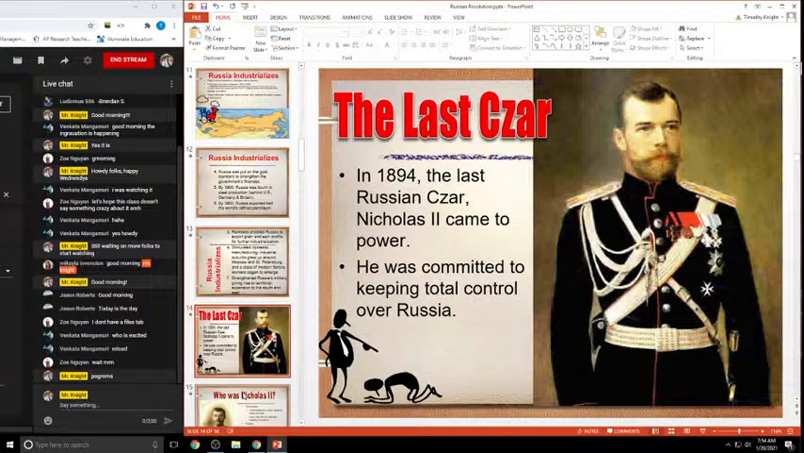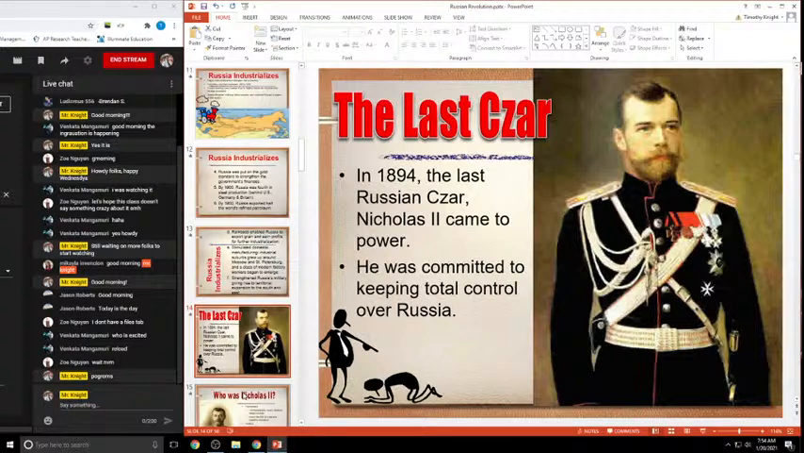Here's, finally, I can show you what Nicholas II looked like. This is a painting of Nicholas II. And he is the last Tsar who comes to power in 1894. And as I told you last week, Nicholas II was devoted to keeping total control over Russia. He was really very autocratic. He's very much a control freak over things.